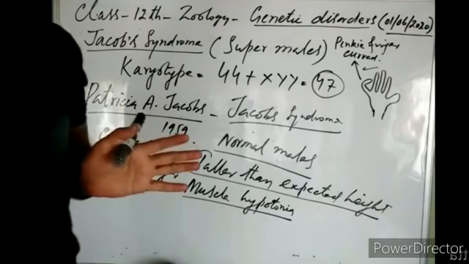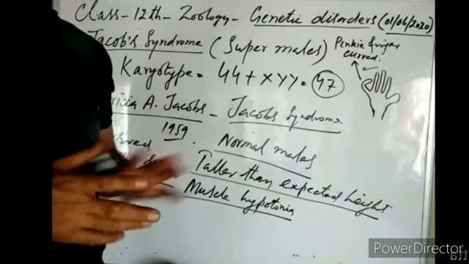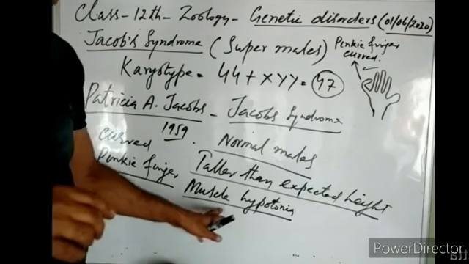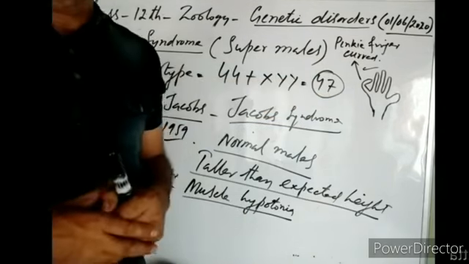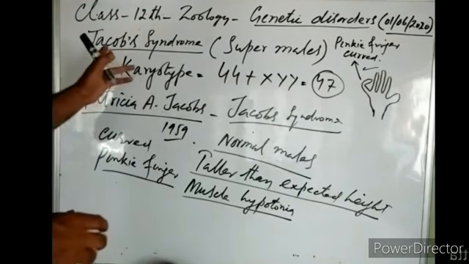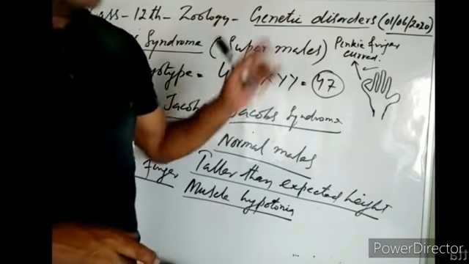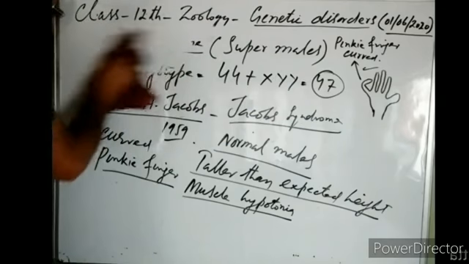So they are normal males. They don't have any problem, right? They may be slightly taller. Some of the males may suffer from muscle hypotonia, and some of these males may show a curved pinky finger. So that is all about Jacob syndrome, right? 44 plus XYY condition. It was reported by Patricia Jacobs for the first time.